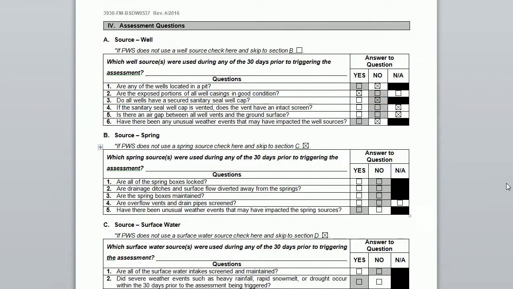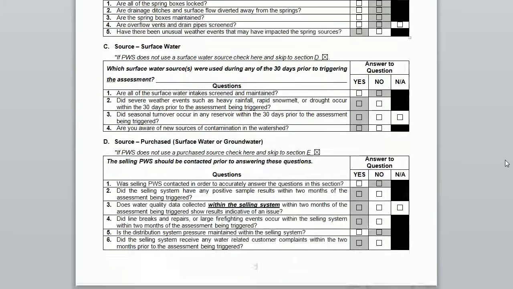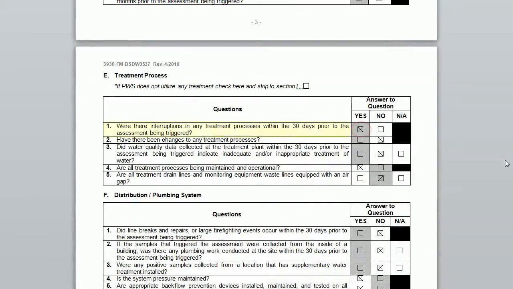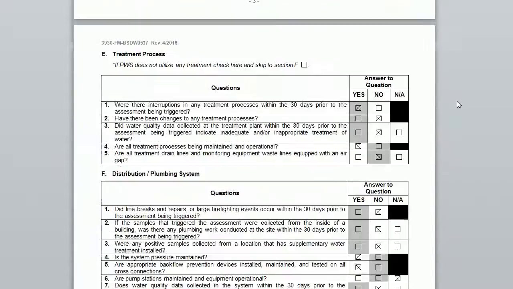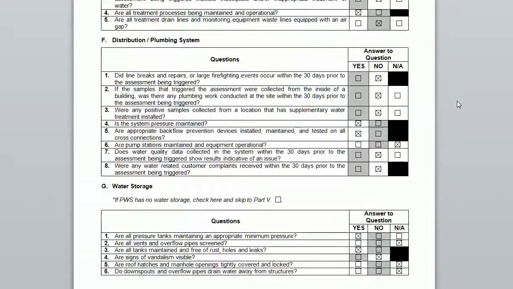Also, in Part 4, Section E, Treatment, the system checked Yes for Item 1, indicating that there had been an interruption in treatment. The system had found that the UV bulb had failed because it was overdue for replacement. Also in Part 4, Section E, the system had checked No to item number 5 because their drain line from the softener does not have an air gap. You can see that No is in a gray box in this case. So now we know that A3, E1, and E5 from Part 4 are gray box issues.